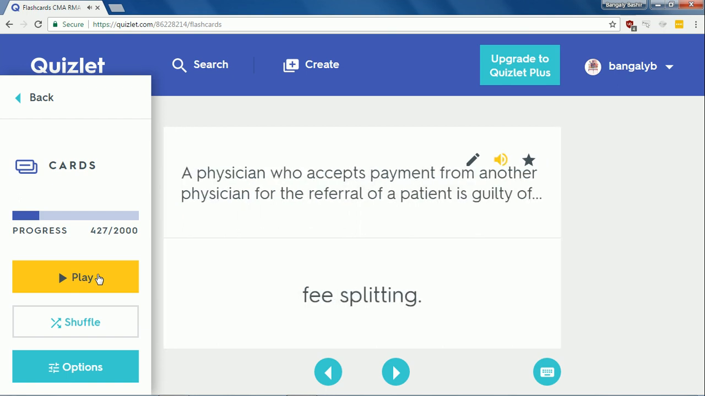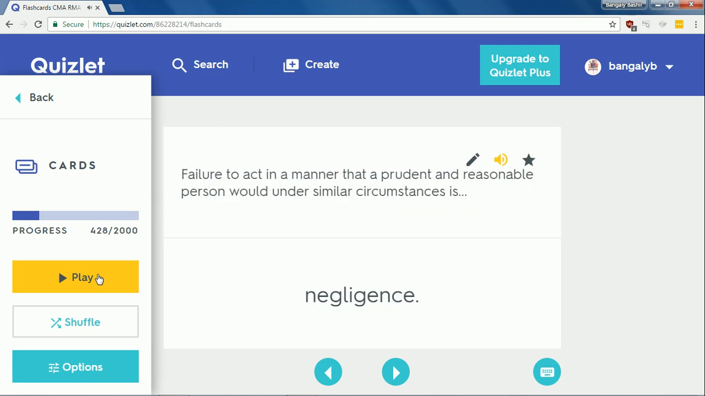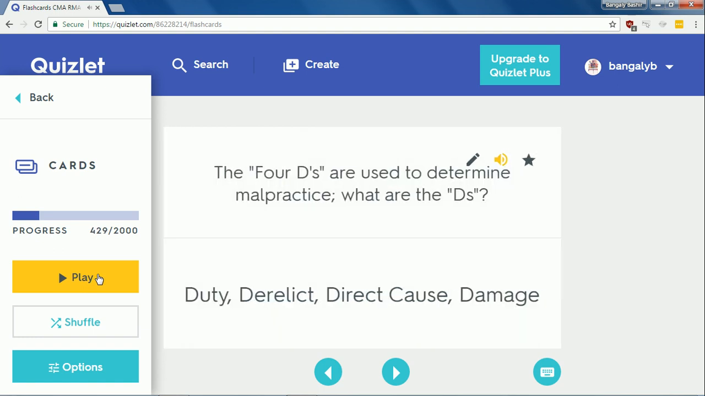A physician who accepts payment from another physician for the referral of a patient is guilty of fee splitting. Failure to act in a manner that a prudent and reasonable person would under similar circumstances is negligence. The four D's are used to determine malpractice. What are the D's? Duty, dereliction, direct cause, damage.